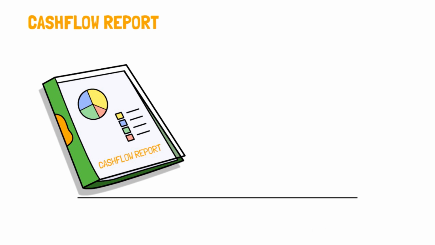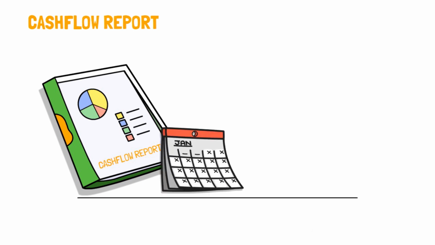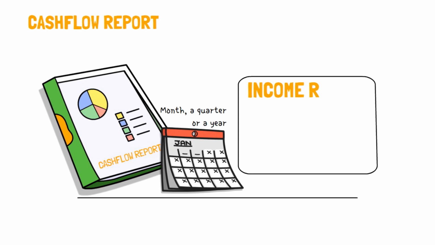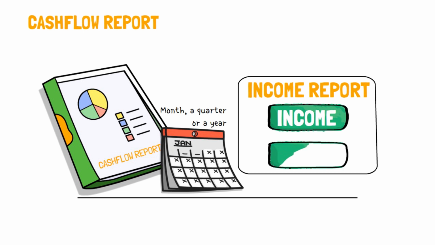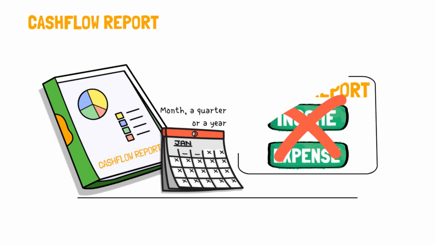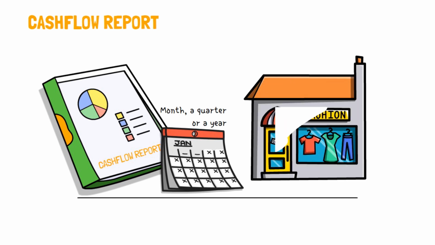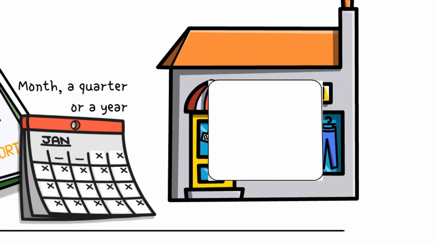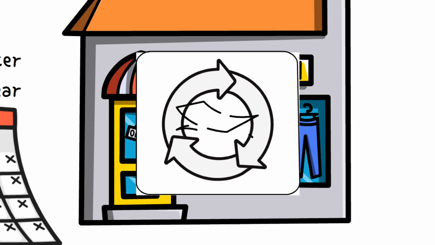Much like the income report, the cash flow report also covers a fixed period of time, typically a month, a quarter, or a year. But unlike the income report, that focuses on only 2 streams of money flows for the business, the income and the expenses, the cash flow report looks at all cash movements within the business, the emphasis being on actual cash movements.